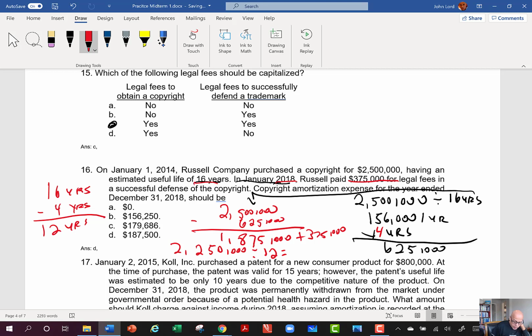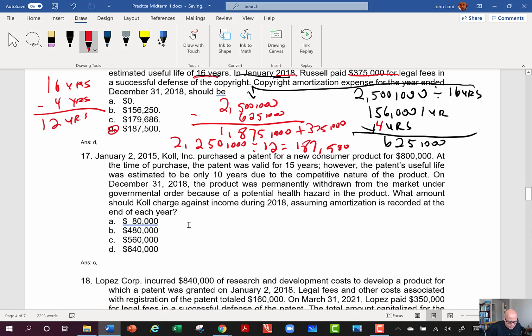2,250,000 divided by 12 gives me 187,500 that I will take in 2018, and assuming I don't have to pay any more legal fees, and this thing continues to last through the remaining 12 years, I'll take 187,500 each year going forward. Okay? Good. Sometimes the concepts here are not as difficult as making sure you're keeping track of the patterns, the steps and the changes as you go through. Okay, good. Let's take a look at this one.